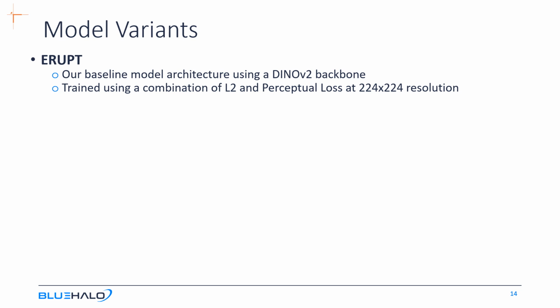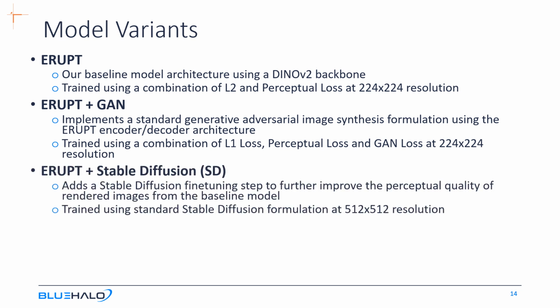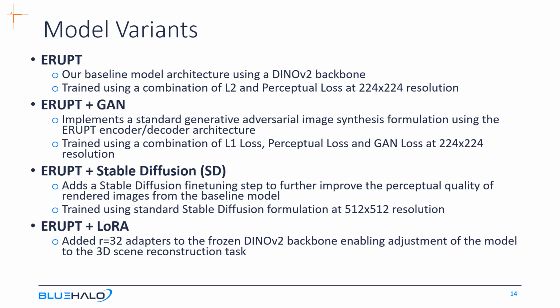Our baseline model was trained using a DINOv2 backbone at 224 by 224 resolution. In our ERUPT plus GAN model, we added an adversarial loss to the image decoder, and in the ERUPT plus Stable Diffusion variant, we fine-tuned Stable Diffusion version 2.1, using tokens generated by ERUPT as a conditioning signal. We also experimented with fine-tuning the backbone network to better align to the 3D scene reconstruction task in the LoRA setup.